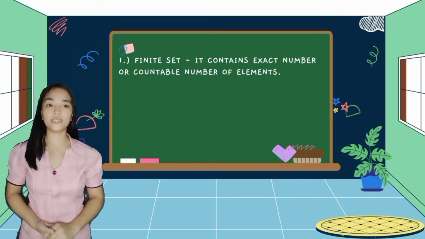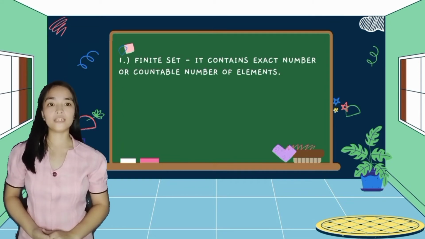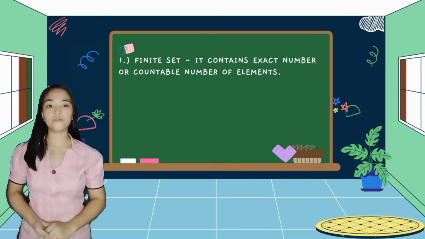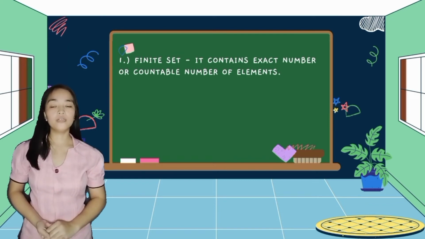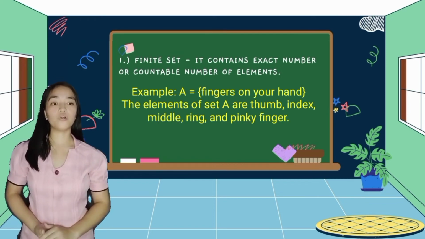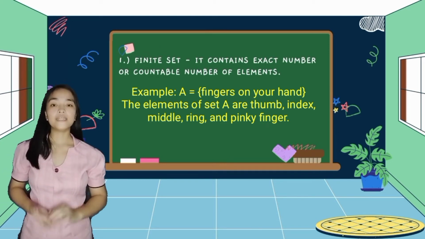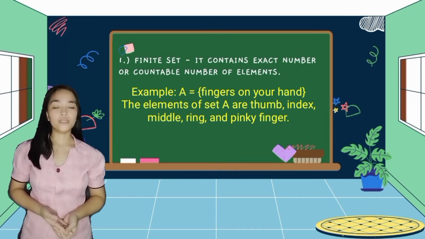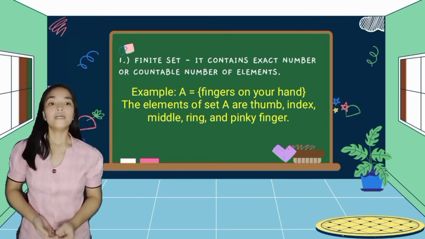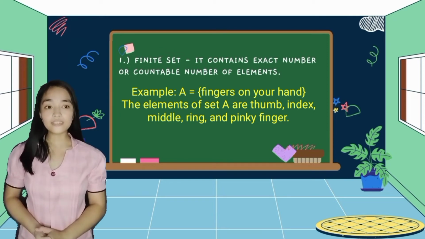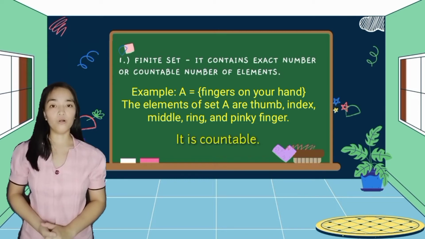Number 1 is finite set. A finite set contains an exact or countable number of elements. Example, A is equal to the fingers on your hand. The elements of set A are thumb, index, middle, ring, and pinky finger. Set A is a finite set since its elements are countable.